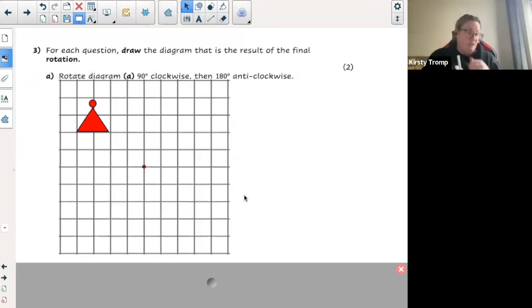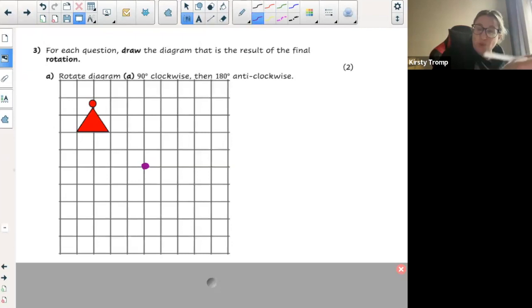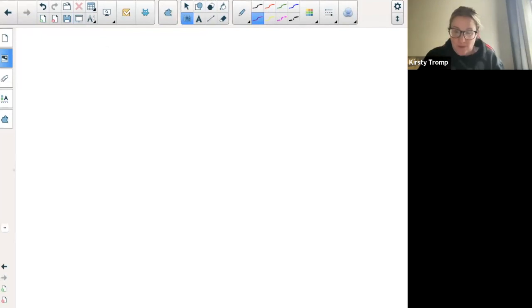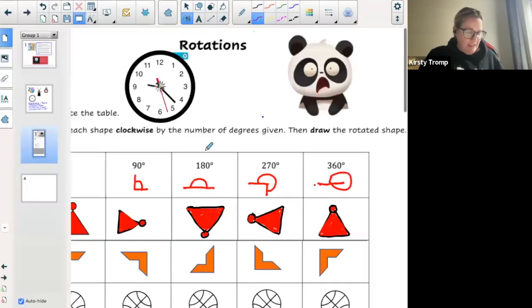Oh, damn, the pen's gone flat. Okay, so we're going to use this point over here as a point of reference. All right, and we're going to rotate our drawing 90 degrees clockwise. Right. So, oh, sorry everybody, where did that drawing go to? It just took on another page. There we go.